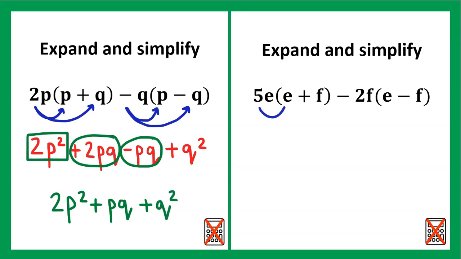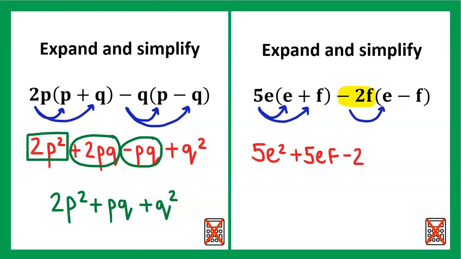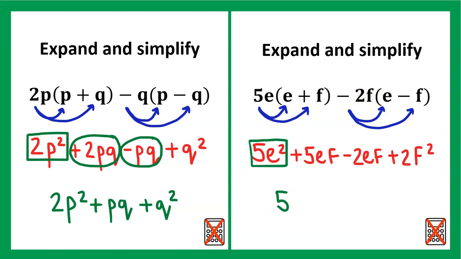We have 5e multiplied by e, which is 5e squared. Then we have 5e multiplied by f, 5 lots of ef. Similar to before, we have a negative term in front of the bracket, so minus 2f multiplied by e would be negative 2ef. And lastly, we're timesing that negative 2f by negative f, which would leave us with positive 2f squared. So 5e squared will remain by itself.